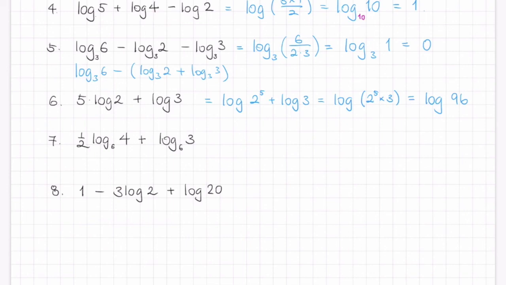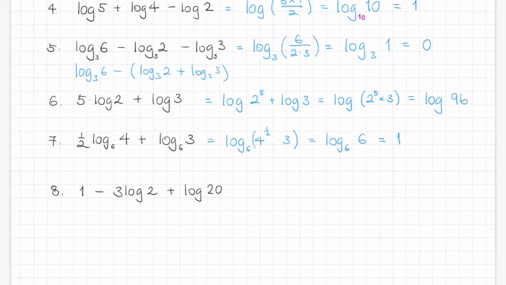And the next one, the same deal. 1/2 becomes the exponent, so log base 6 of 4 to the 1/2 times 3. Right, that's going to be log base 6 of 6, which is 1. Yeah, so something that we need to remember is that if these bases are different, then you can't use the rules. They have to be the same base.